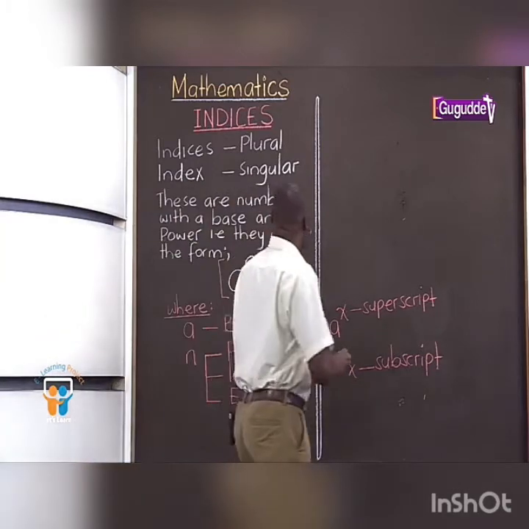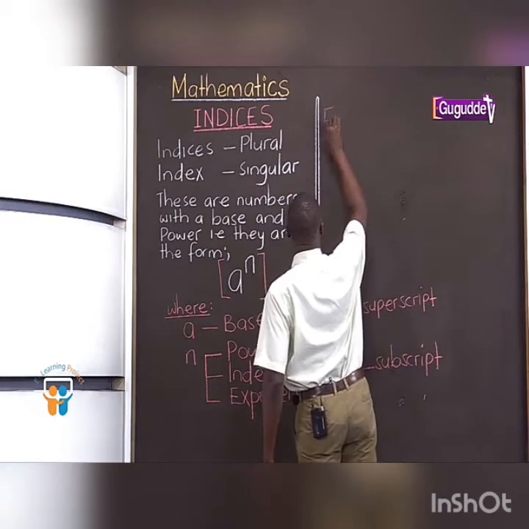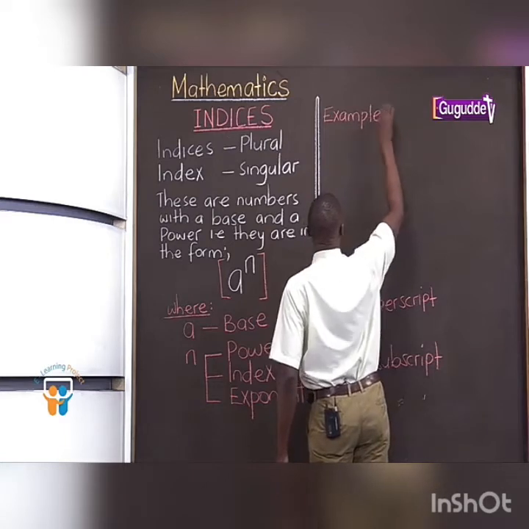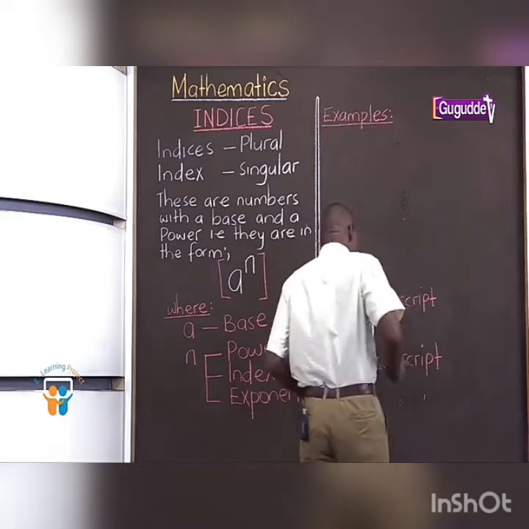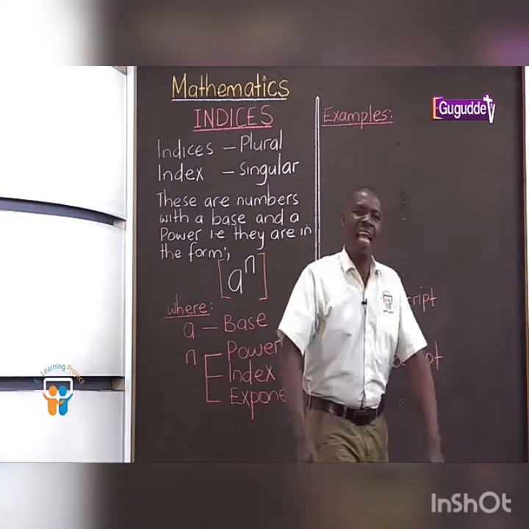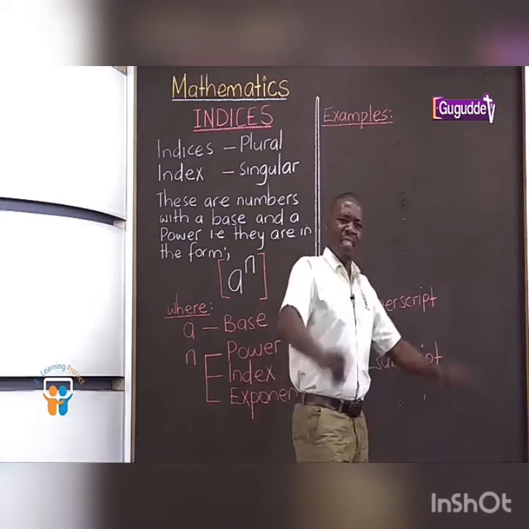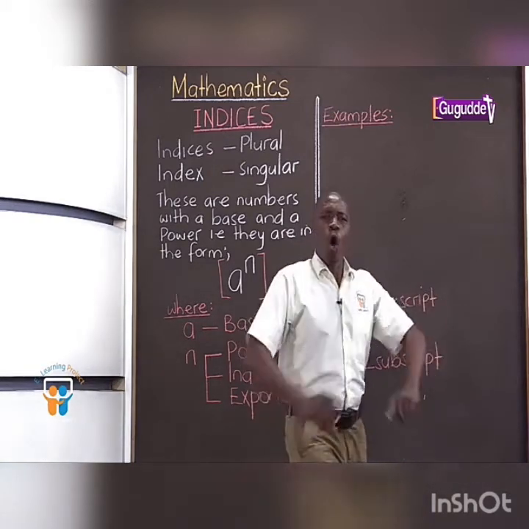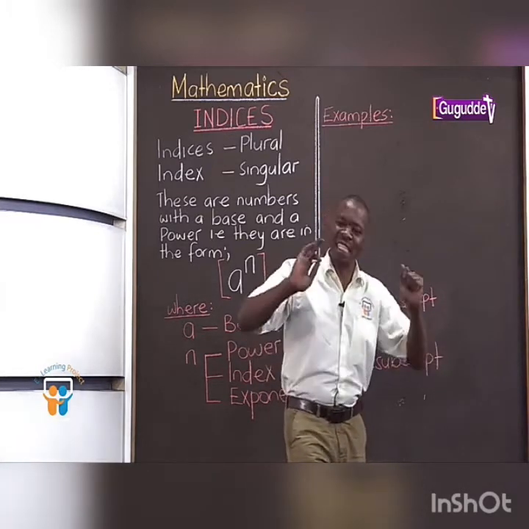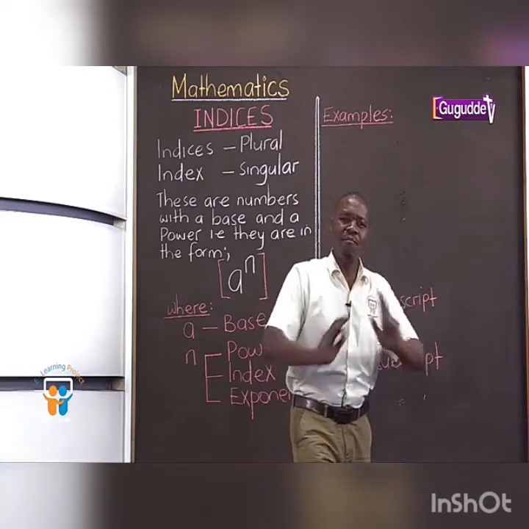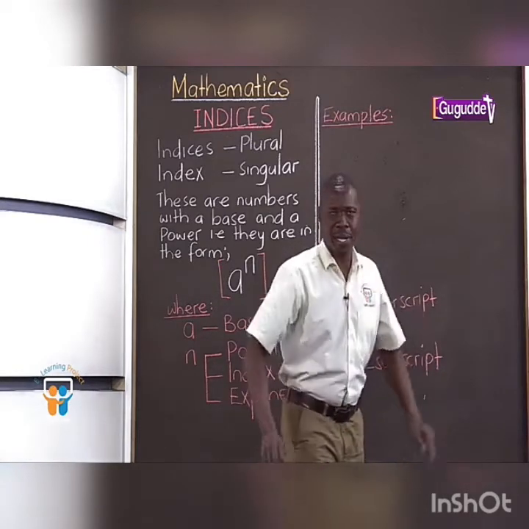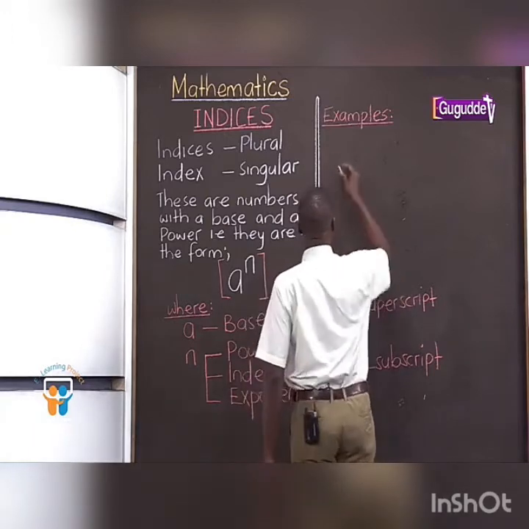Let us go ahead and say examples. Examples of indices. What are some of the examples, Mr. Examiner, sir? We have said these numbers have bases and at the same time they have powers. It doesn't matter whether the powers are positive or negative, whether they are whole numbers, whether they are decimal numbers, it doesn't matter. The powers can be any number. Even a zero itself can be any number. Now, examples. We can have example A.